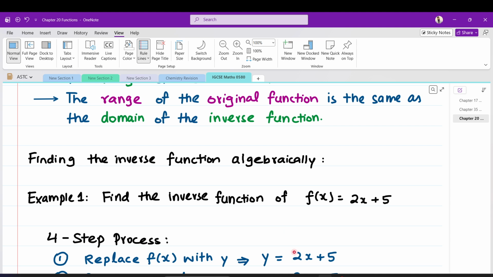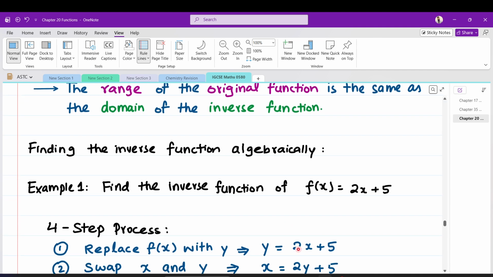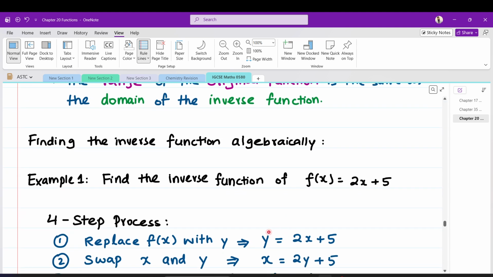The second step is you swap x and y. What does swap mean? Wherever you have y, write x instead, and wherever you have x, write y instead. Because again, remember what we are doing, we're trying to find the inverse. So during the inverse, what happens? You switch the things, right? The things become opposite. So x becomes y, y becomes x.